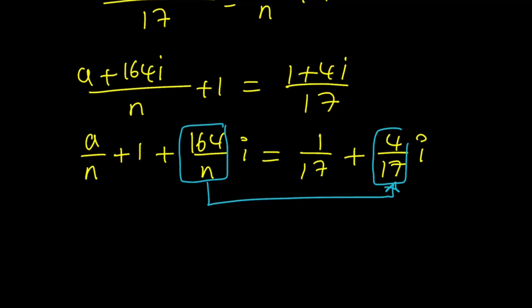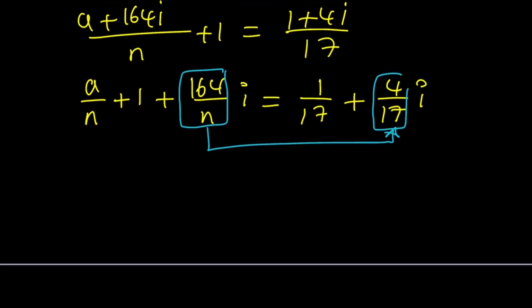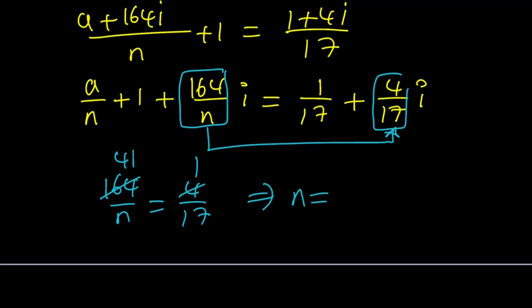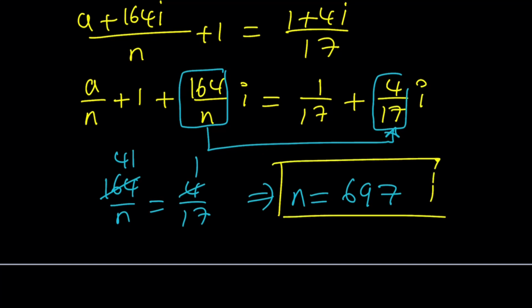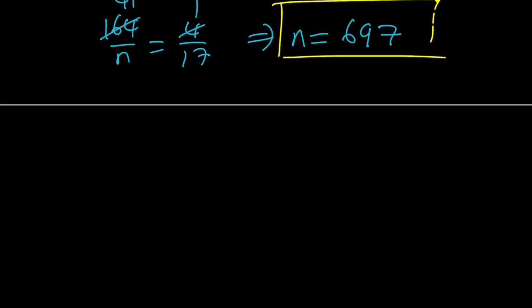That's the goal. So we can go ahead and set 164 over n equals 4 over 17. And if you do the work here, you can go ahead and divide this by 4. That's going to be 41. And then 41 times 17 is going to give you the answer. So n is going to be 697 from here. And that brings us to the end of the second method, but not to the end of the video, because we still have to do the first method.